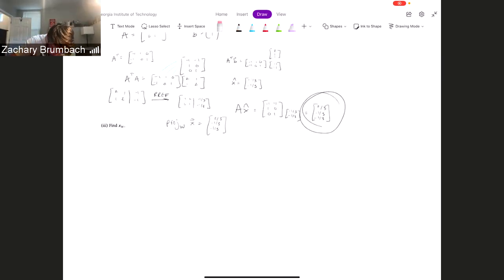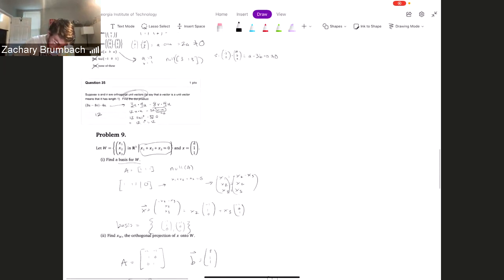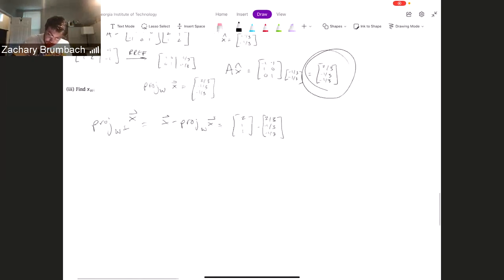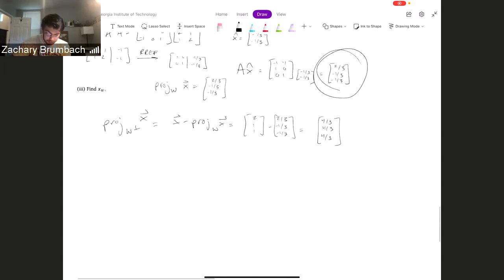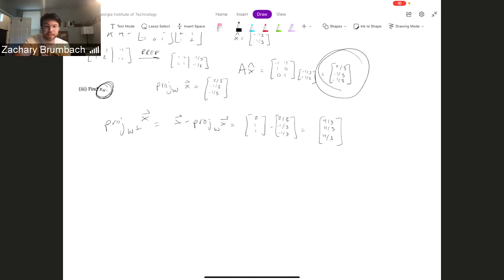So now we take it one step further, and we're looking for the projection of x onto w perp, which is the total thing minus the part that's on the plane. You get the part that sticks straight up, so that's x minus the projection of x onto w, which I believe was 2, 1, 1, minus 2/3, negative 1/3, negative 1/3. So this gives us 4/3, 4/3, 4/3. Odd that it worked that way, but it did. So that's how we find the projection onto w perp. It's the exact same thing.